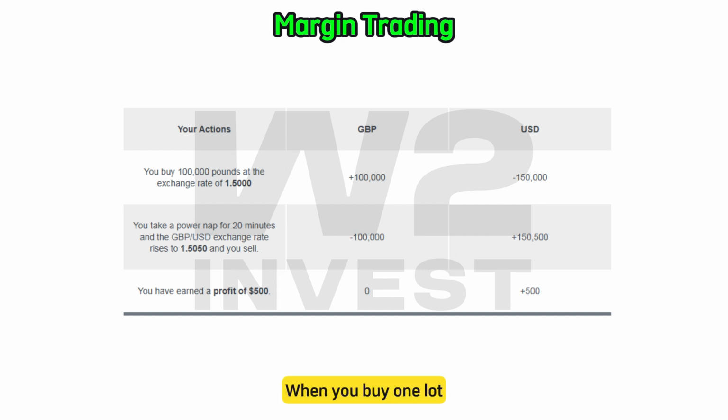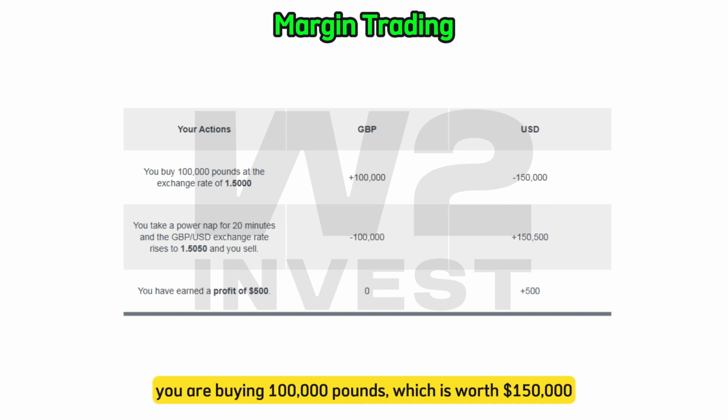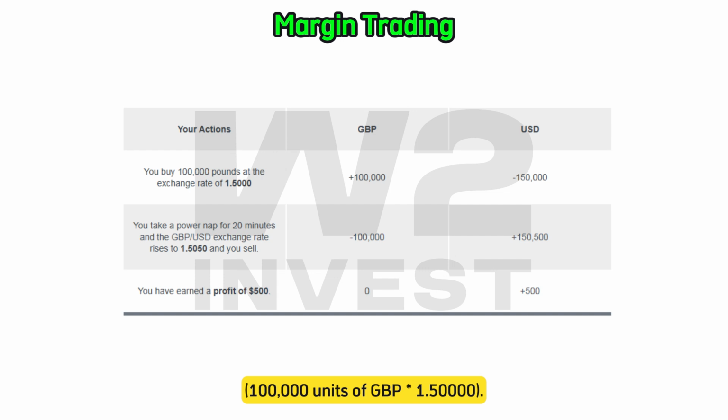When you buy one lot, 100,000 units, of pound sterling to US dollar at a price of 1.50000, you are buying 100,000 pounds, which is worth $150,000, 100,000 units of GBP * 1.50000. Since the margin requirement was 2%, then $3,000 would be set aside in your account to open up the trade, $150,000 * 2%. You now control 100,000 pounds with just $3,000.